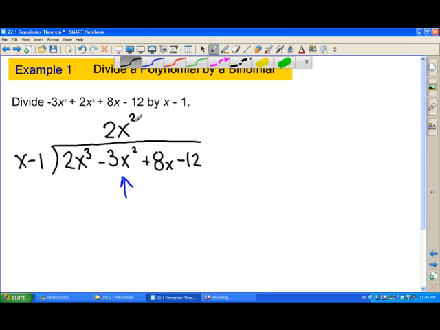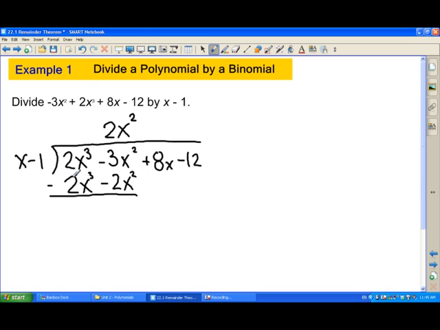My next step is to take this value, 2x squared, and multiply it by the binomial. So if I multiply 2x squared by the binomial, I get 2x cubed minus 2x squared. And I'm going to subtract this new term from what's above it. So if I subtract 2x cubed from 2x cubed, I get 0.